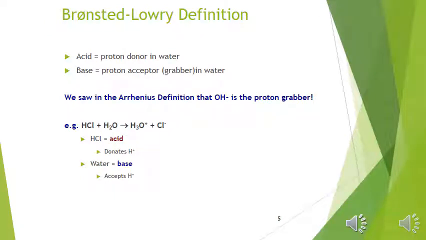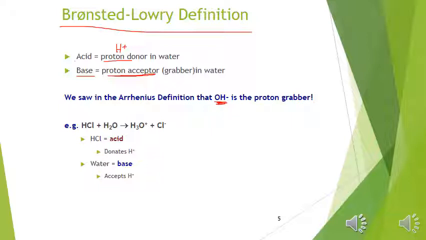Okay, now there's a more general definition of acids and bases that reflects how the base actually works. So an acid is, again, basically a molecule that gives off a proton, or H plus, in water. Now, a base is the guy that grabs a hold of the H plus. So in our previous example, the OH minus was the proton grabber, so it's technically the base.